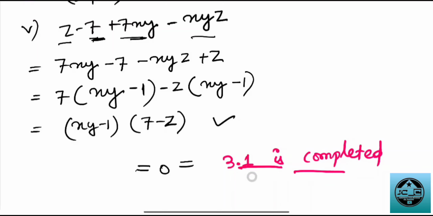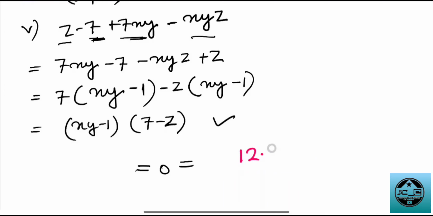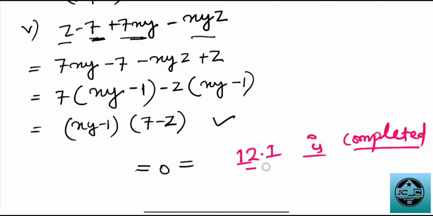Okay. Now, in the next video, we will be discussing. Sorry. Not 3.1. It is 12.1 is completed. In the next video itself, we will be discussing exercise 12.2, right? Before that, you all remember all the identities that are given in your NCERT book, right? All the 4 identities, learn all of them, right? And in the next video, I will be bringing the solution of exercise 12.2, not 3.2. Okay.